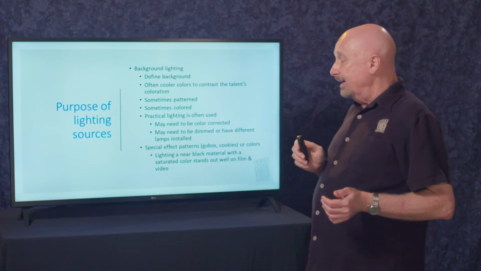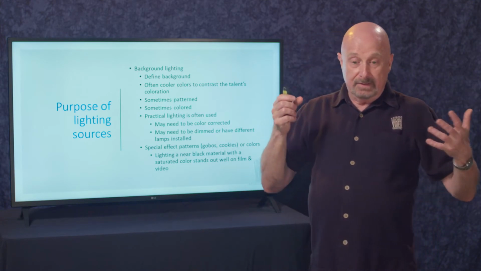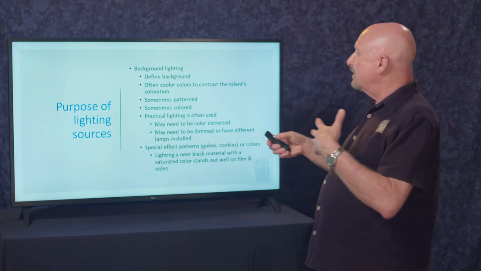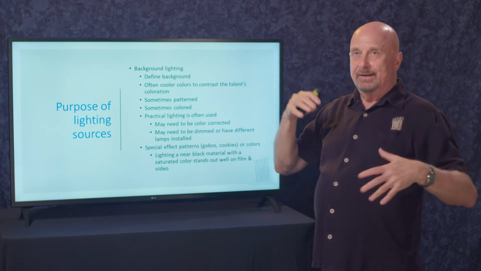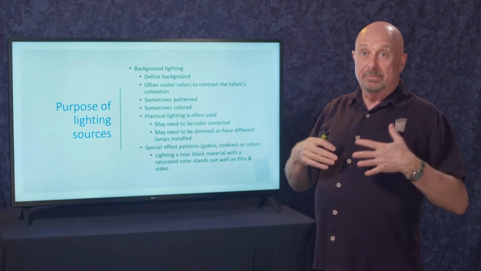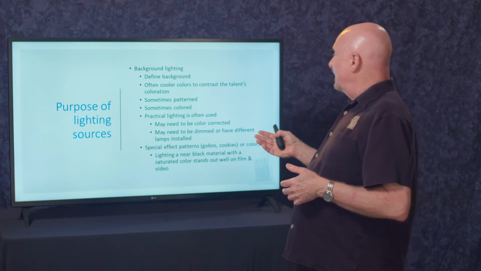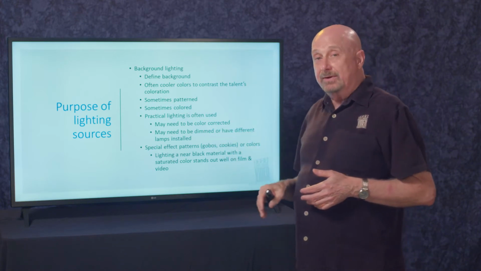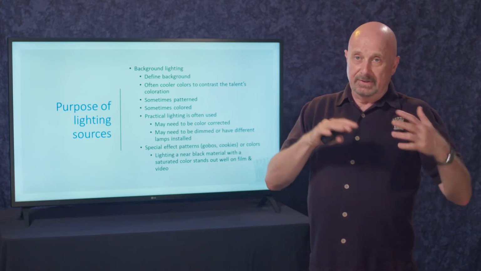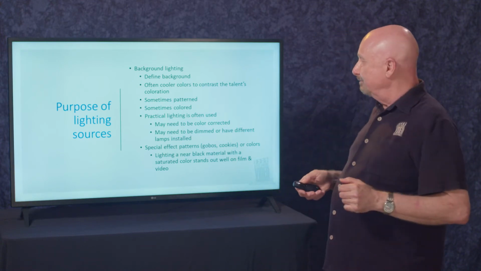Sometimes there's a practical light in the background, meaning a light fixture that's part of the set. That can also be an art element, something to make your background look more interesting. But if you do have practical lights in the background, sometimes you have to control them, as we talked about, putting dimmers on them, changing lamps and whatever.